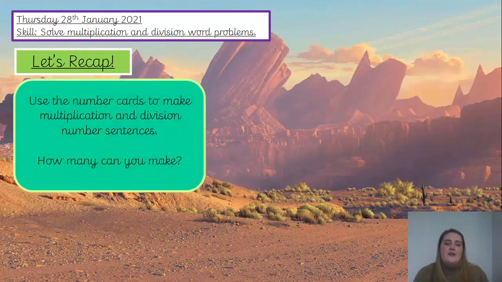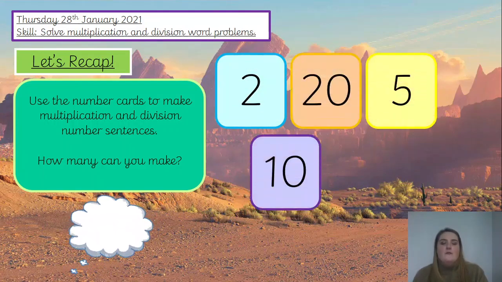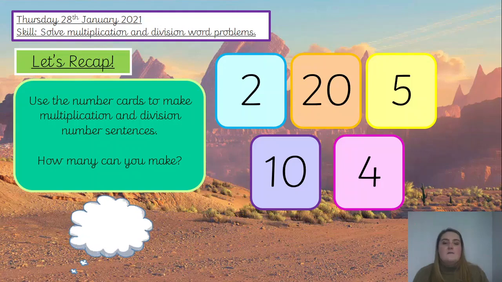Okay, let's have a look then at our starter activity. I would like you to use the number cards to make multiplication and division number sentences and think about how many can you make. So here are the cards then. So we have 2, 20, 5, 10 and 4. I would like you to try and use these number cards once within a number sentence. So don't, for example, do 2 times 2. I would just like you to try and use the number card once.